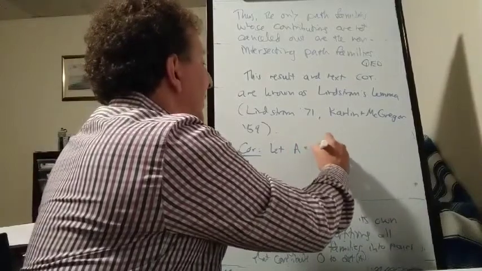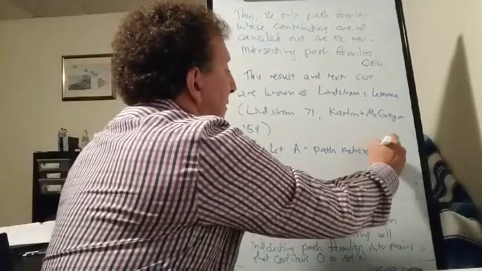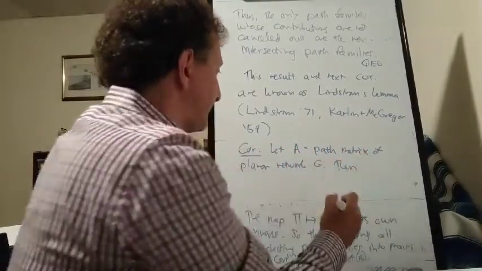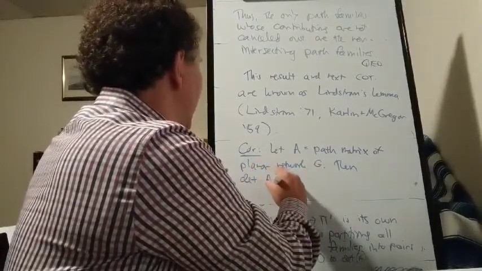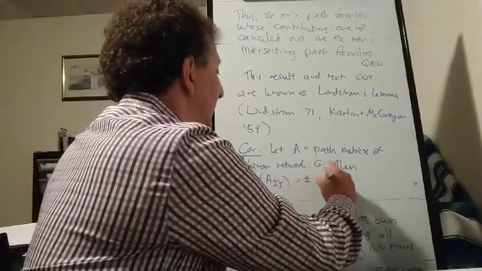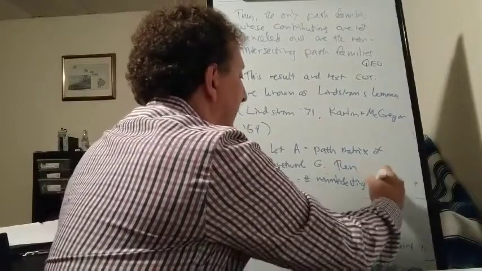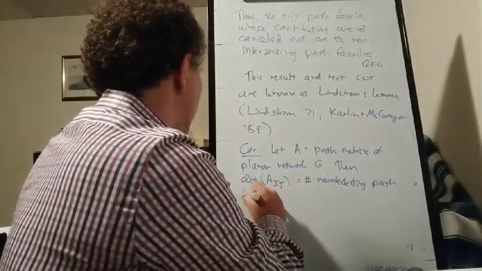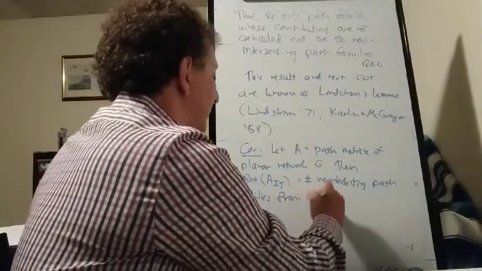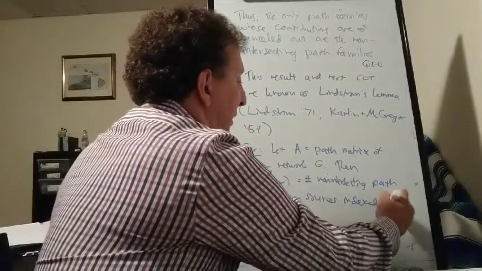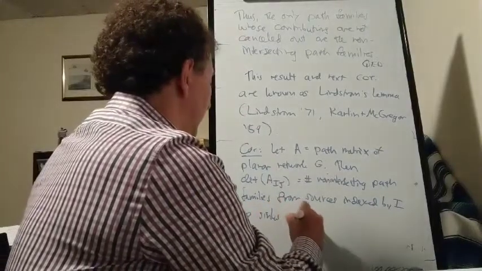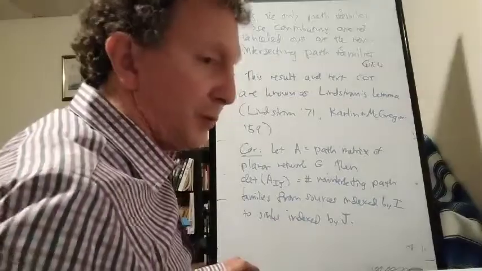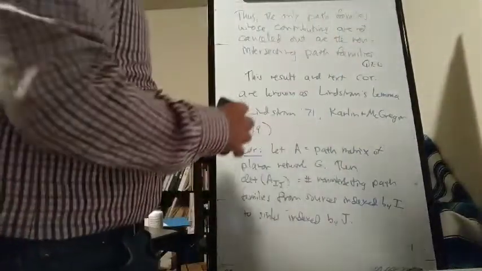So let's let A be the path matrix of planar network G. Then the determinant of the I,J submatrix of A equals the number of non-intersecting path families from the sources indexed by I to the sinks indexed by J. And now that we've proved the first theorem, this follows very easily.